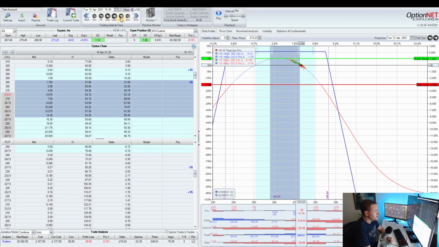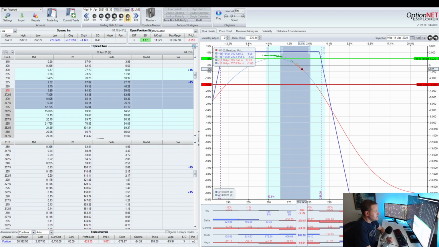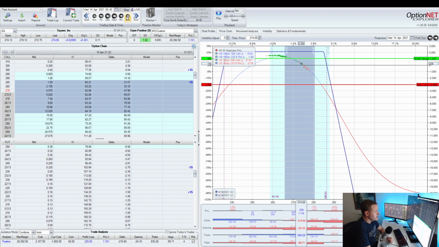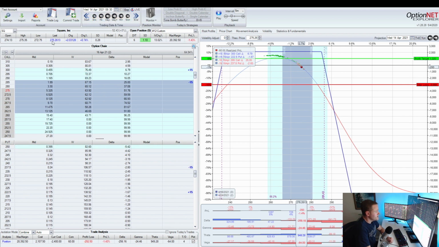All right, so here we go to the next day. So Wednesday, April 14. Looks like the spread is opening down $292.50. I'm just going to manually go ahead in time. So here's 8:35. We're down $622. And then we go to 8:40. We're up $225. So what happened there, right? So Square opened at 274. And we can see what the last price is here, 275.26.